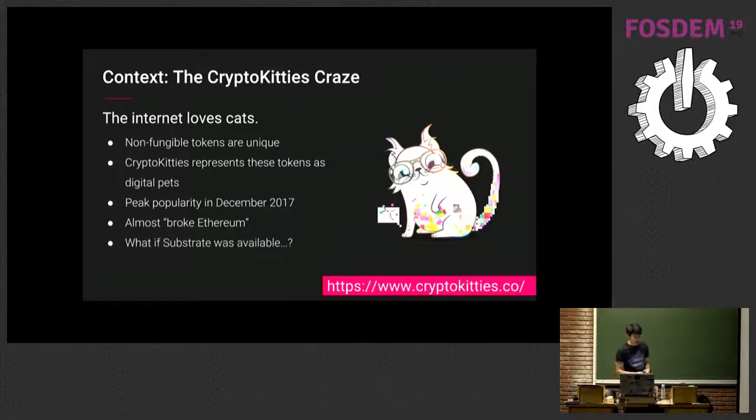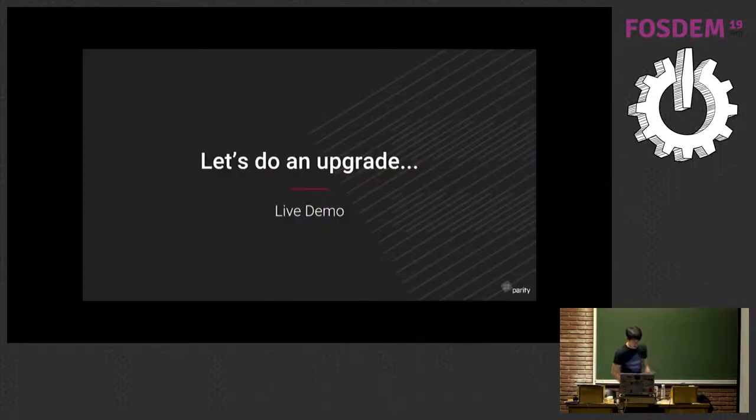As a dApp developer, really the only option at the time was to build on Ethereum or some existing platform. And so the question I want to ask is, what if Substrate was available then? What if you could build your own blockchain network, independent from others, and have your project grow and scale independent of the network and the other projects that are building on it? So that's what I want to show you. With that in mind, let's do an upgrade.